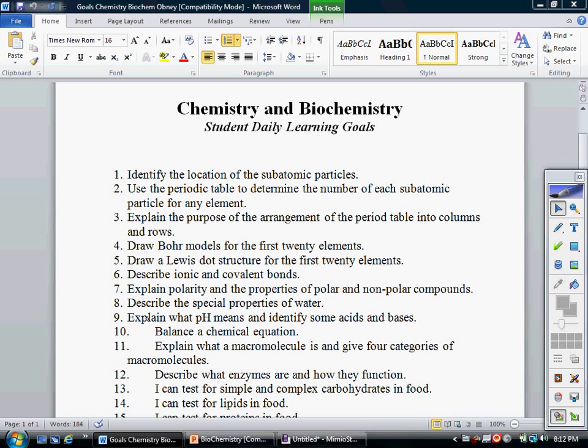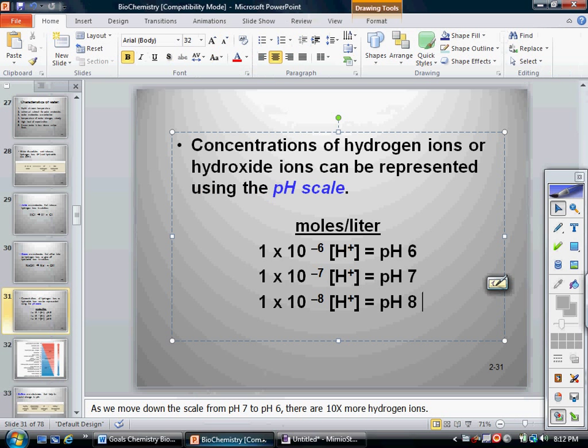Number 9 asks you to explain what pH means and to identify some acids and bases. I'm just going to tackle this by talking about what pH means, and then I'm going to show you a chart with some acids and bases and explain what's going on. Alright, this is a slide that I showed you in class, and the pH scale actually stands for potential hydrogen, which is really kind of strange, I know.